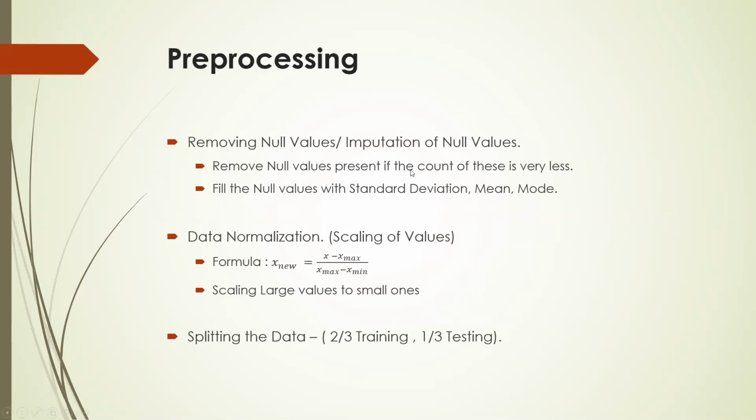The first step in comparing is pre-processing, where we remove the nulls or impute the null values. If there is a small number of null values, we remove them, so that there will be less noise in the data.